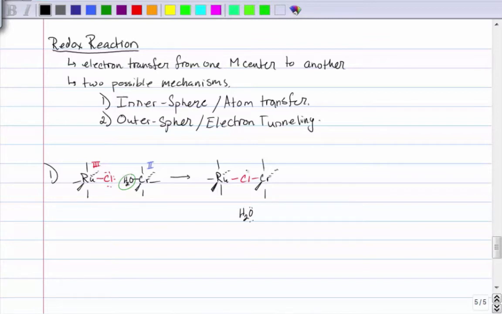And it's in this bridged complex where the oxidation states change. And on the other side, I end up with the chlorine being transferred to the chromium. And let's just say water goes back in there and replaces that chlorine. Now the ruthenium is a +2, so it has gained an electron. And it gained that electron from the chromium ion. The chromium ion is now bound to the chlorine.